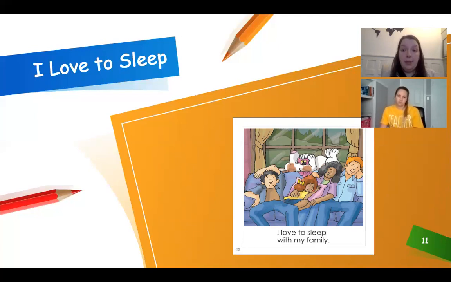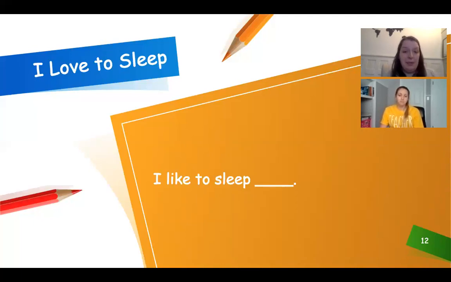Well, I hope our friends enjoyed this book and that they can take a nap later if they want. But before they do, Mrs. Biley and I made a special sentence stem for you. Now, this sentence stem is I like to sleep. Now, when we looked at our pictures, there were so many ways to sleep. And yesterday, you saw from the sentences I showed you that there are so many ways to sleep.